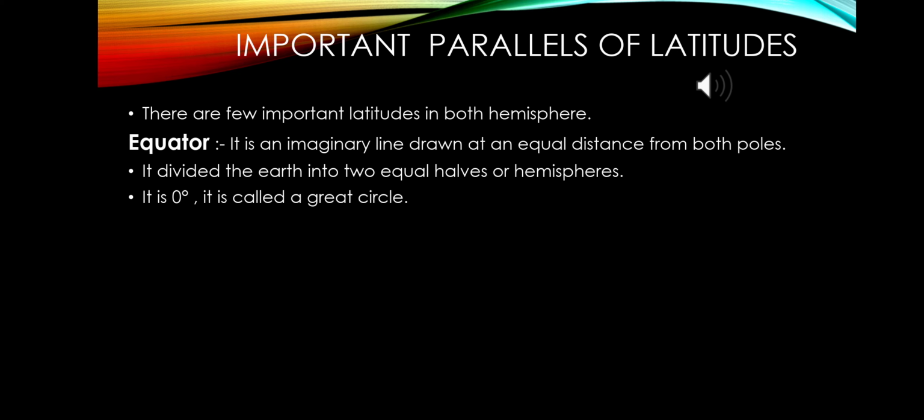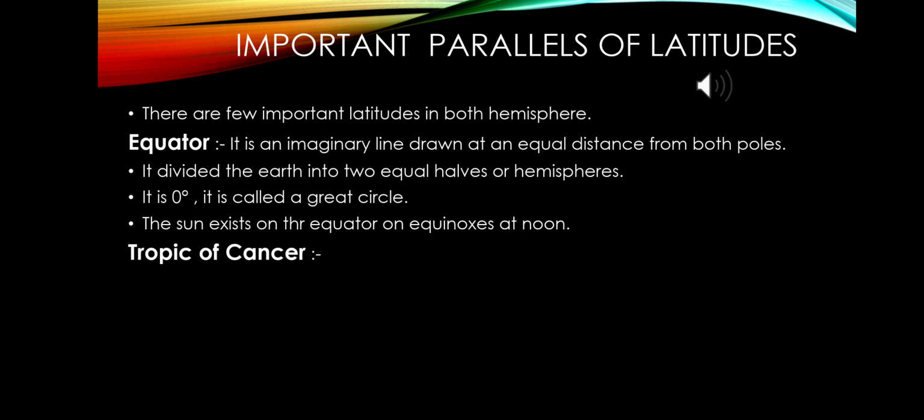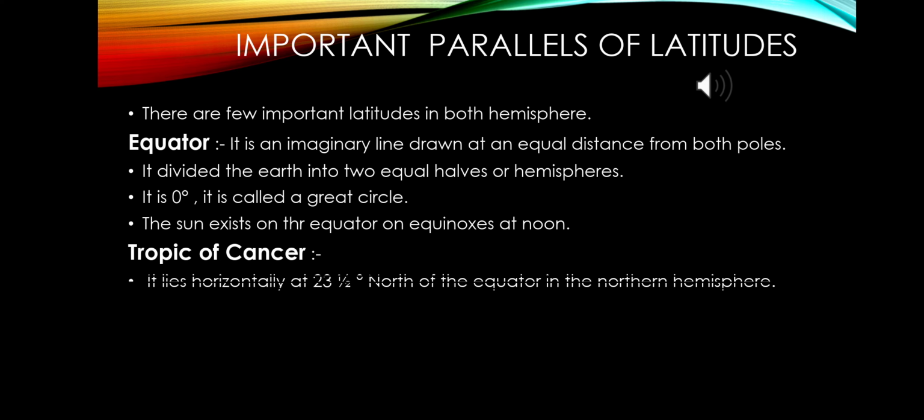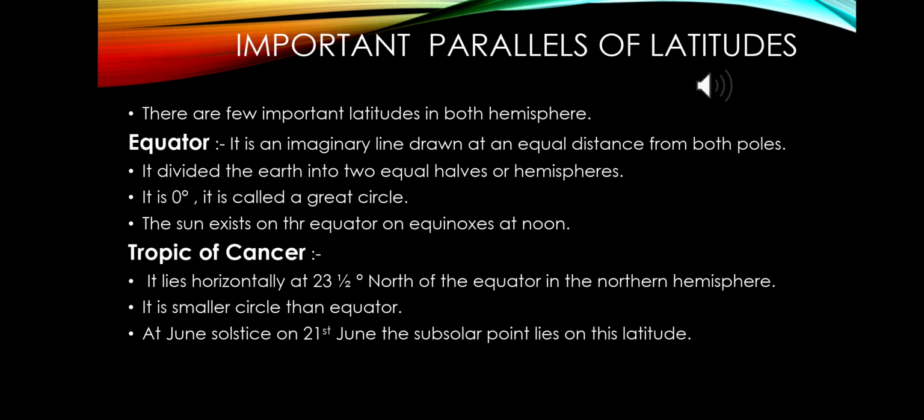Its latitude is 0 degrees, and it is also called the great circle. And the sun is overhead on the equator on the equinox at noon. The next important parallel of latitude is the Tropic of Cancer, 23.5 degrees north. It lies horizontally at 23.5 degrees north of the equator in the northern hemisphere, and it is an imaginary circle smaller than the equator. But at the June solstice, that means the summer solstice, 21st June, the sun is overhead on the Tropic of Cancer.